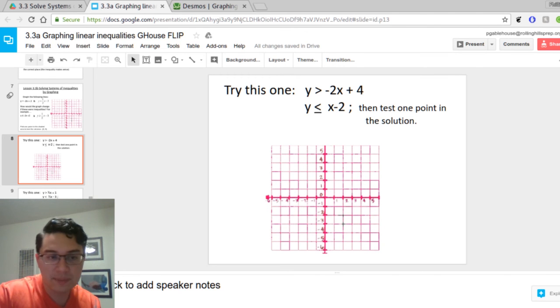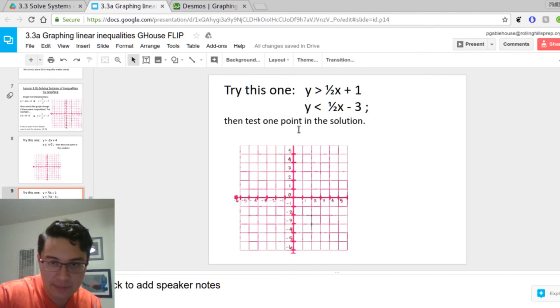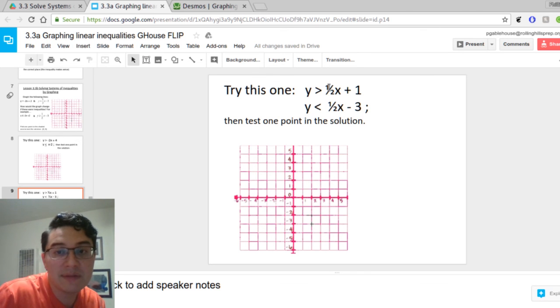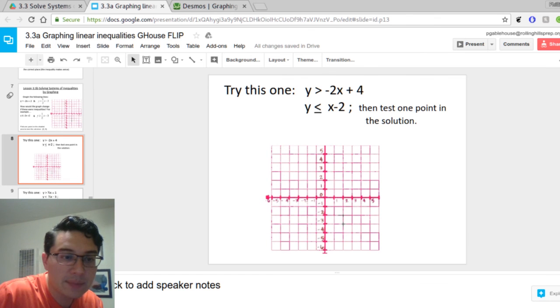Once you've completed that one, move on to the next one. Do the same thing here. This one's got fractions in it. Fractions are not something to be scared of. When you're picking x values, pick x values that are even, because even values will just be cut in half by 1/2. It simplifies much easier. So pick x values that are even when you're picking test points. If you have questions on either of these examples, bring them up in class.